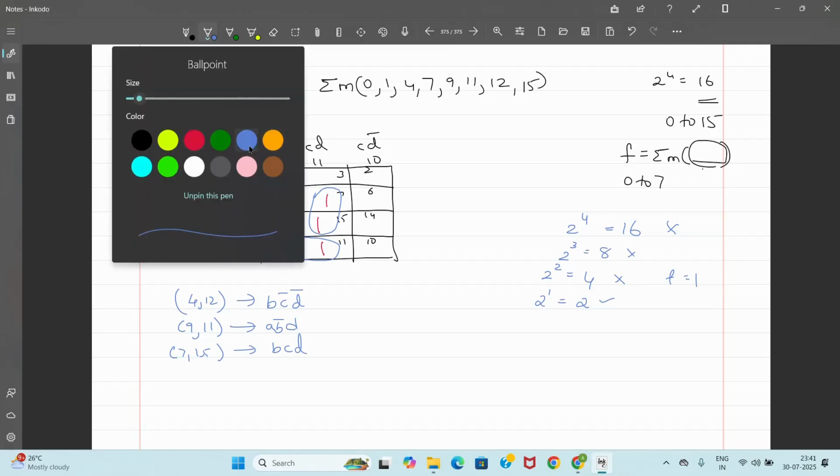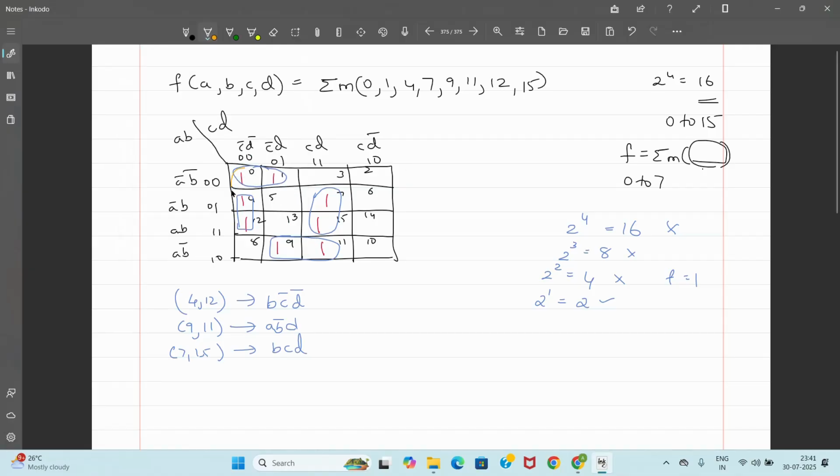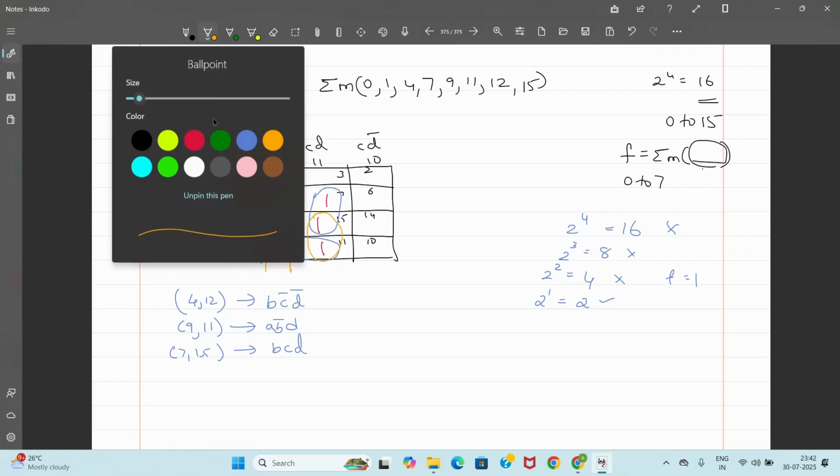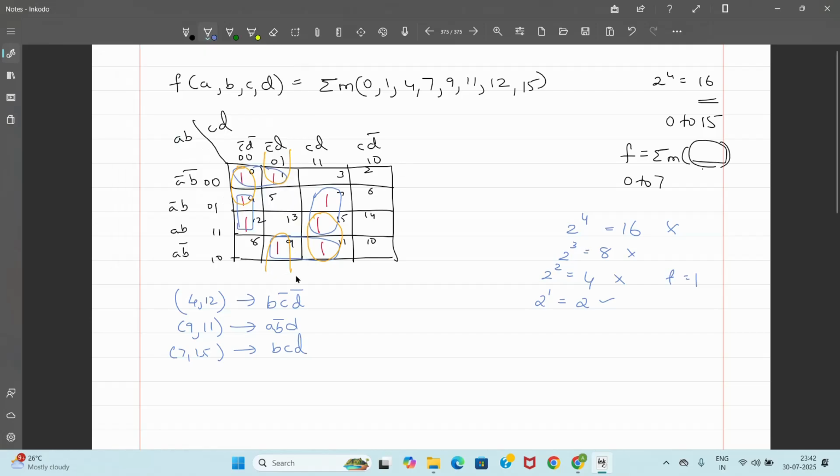So these are the possible groups I've done. I told you this is also possible, this is also an option, and this is also an option for you. But I'm going to avoid these three orange ones. The reason is, I made this group 0, comma 1. So I'll take the 0, 1 group. The answer for that will be A bar, B bar, and C bar.